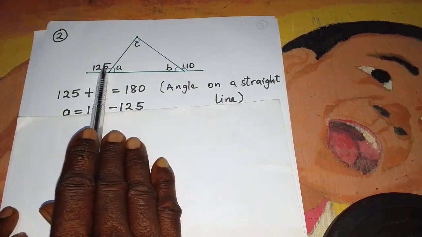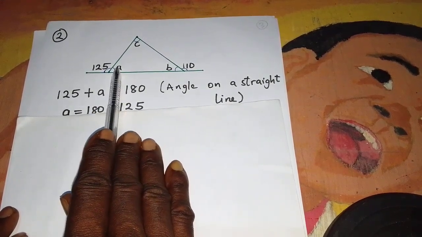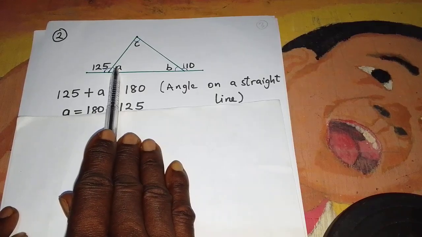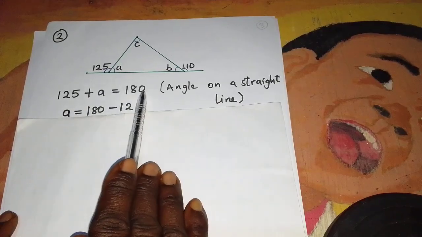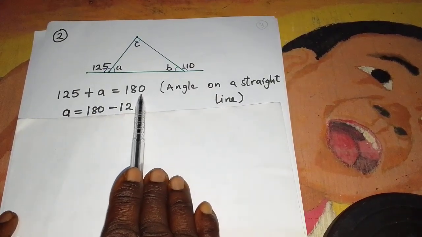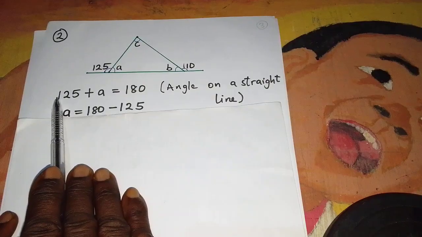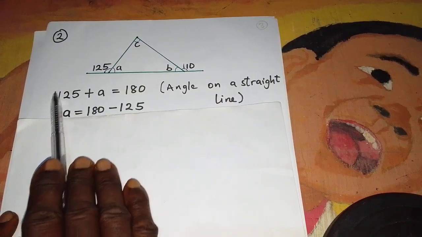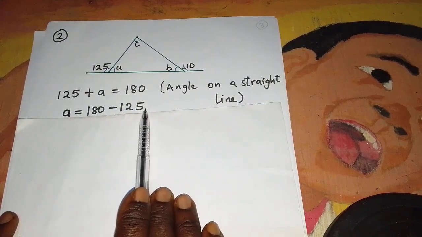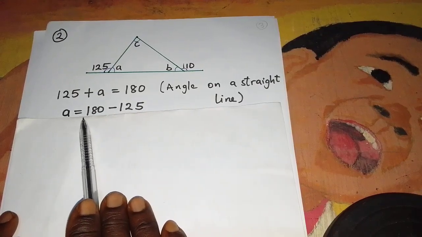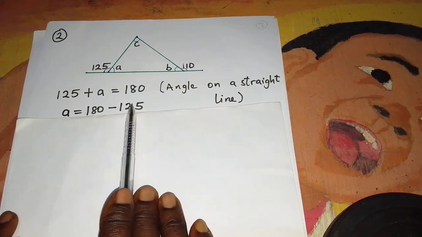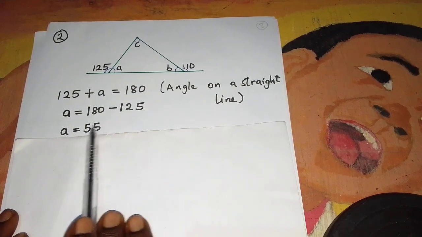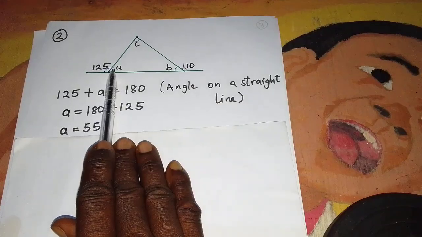So when you add this angle 125 plus A, it should be equal to 180 degrees. To get A, you need to bring this 125 to the other side to join 180. Whenever plus crosses the equality sign, it will now turn to minus 125. So A is equal to 180 minus 125. 180 minus 125 is 55 degrees. From there, we are able to get a value for angle A.